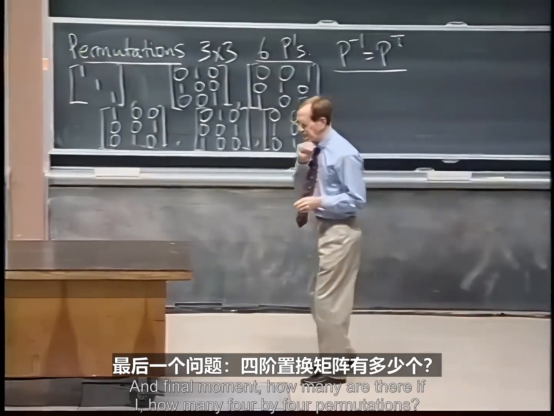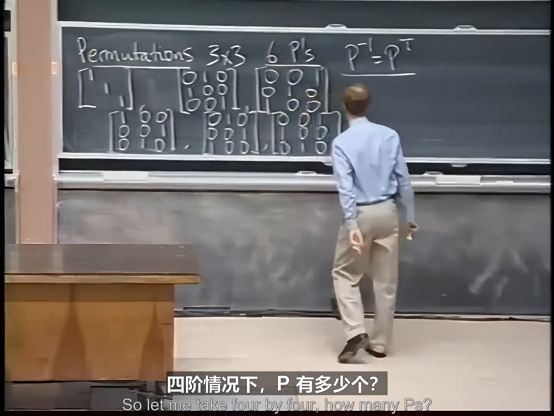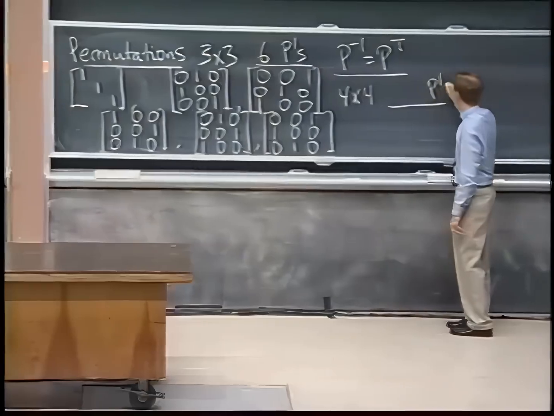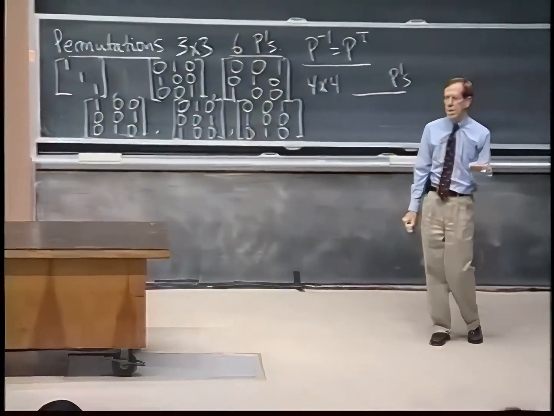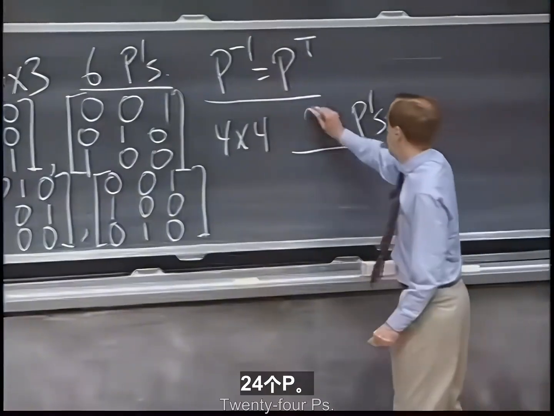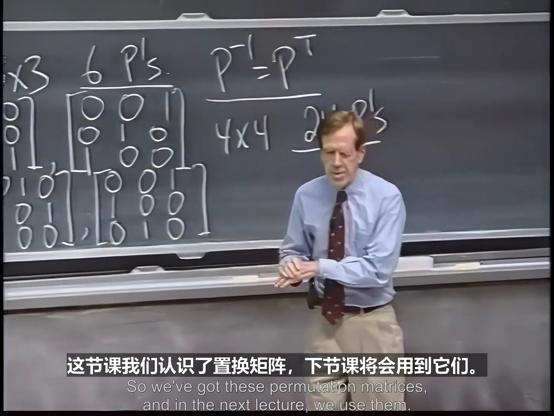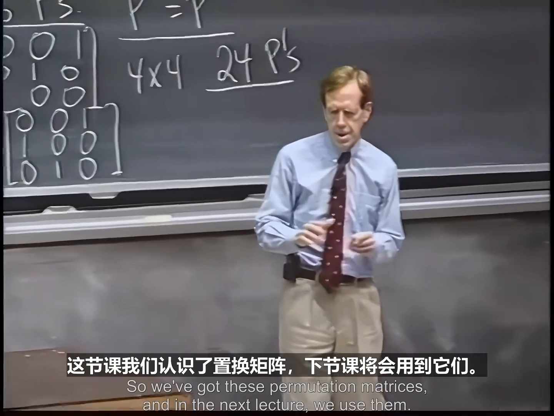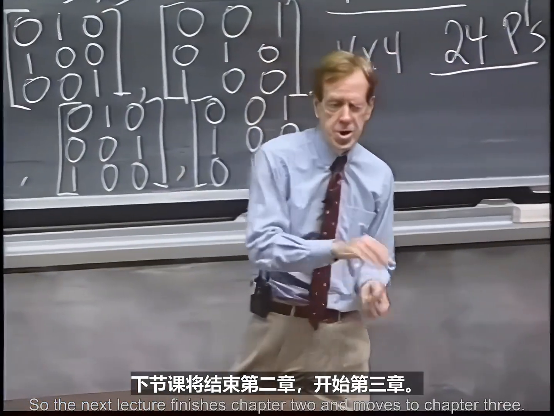And final moment, how many 4 by 4 permutations? So let me take 4 by 4, how many P's? Well, okay, make a good guess. 24, right, 24 P's. Okay, so we've got these permutation matrices, and in the next lecture, we use them. So the next lecture finishes chapter 2 and moves to chapter 3.